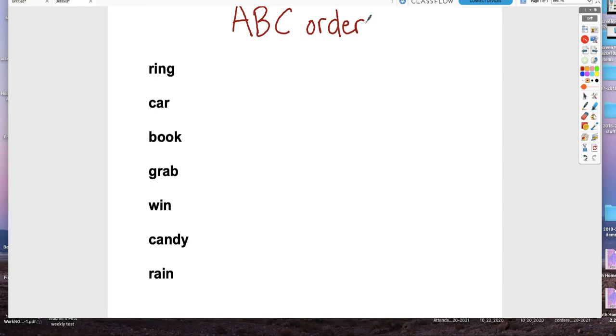There you go. Okay. Now, my words today, our list of words, we have ring, car, book, grab, win, candy, yum, and rain. Now, like Rosemary told us, we try to look to see if we have any words that start with the letter A first. So looking at my list of words, if I have a word that starts with A, give me a thumbs up. If I do not have a word that starts with A, give me a thumbs down. Tell me what you think. Do I have any words that start with the letter A?